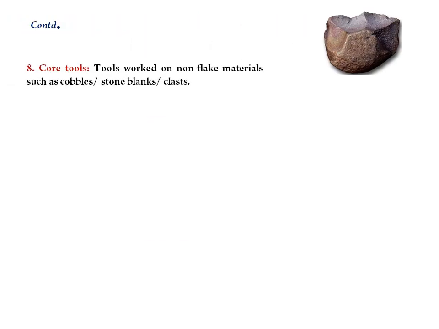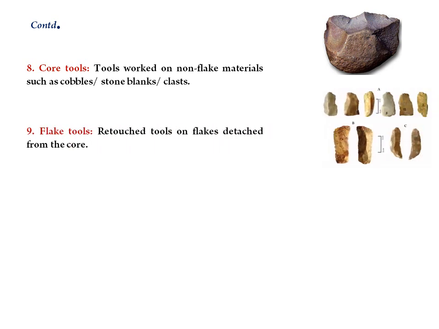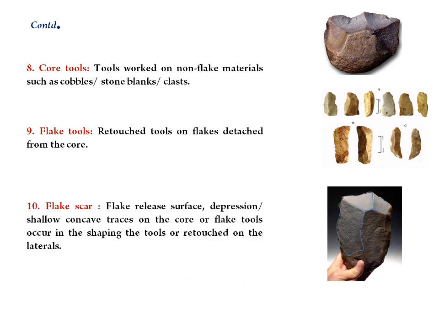Now, core tools, as I told you earlier, are tools that are worked directly on the naturally available cobble or stone blank or clast. It is not based on the flake. Flake tools are contradictory to the core tools, where out of a core, pieces of flakes are removed, and based on that flake further, which is retouched from the flake detached from the core, qualifies as flake tools. For example, blades, microblades and lunates.